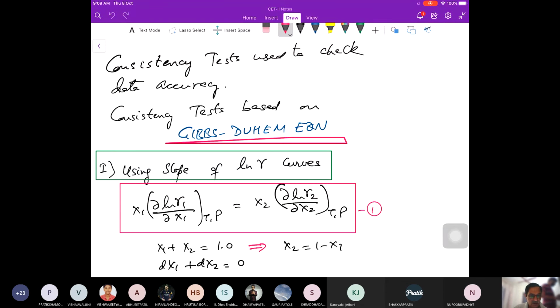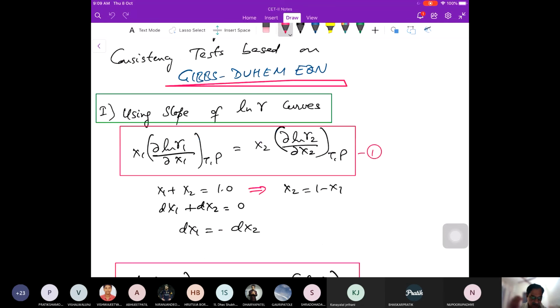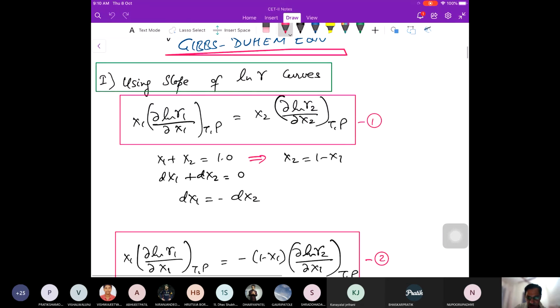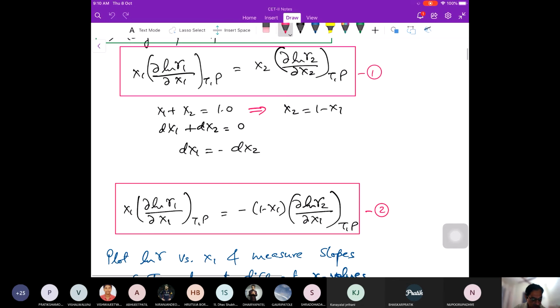So the first one is using the slope of ln gamma. Equation 1 is essentially the Gibbs-Duhem equation: x1 ∂ln γ1/∂x1 at constant temperature and pressure is equal to x2 ∂ln γ2/∂x2 at constant temperature and pressure. For a binary system, we know that x1 plus x2 equals 1. So x2 is equal to 1 minus x1, and dx1 plus dx2 equals 0. So dx1 is equal to minus dx2. If you substitute this in equation 1, you'll get equation 2.